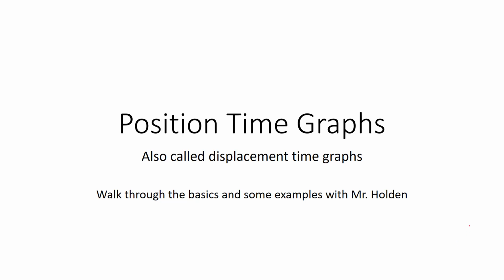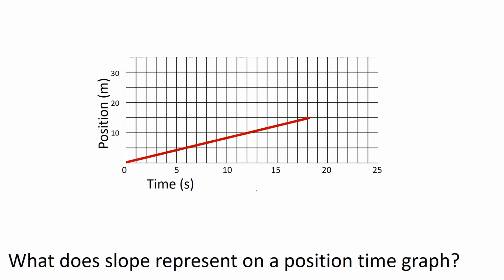In this lesson, we're going to look at position time graphs. These are also called displacement time graphs, and we'll look at some very basic examples. But before we start, we're going to answer the question, what does the slope represent on a position time graph, which is a common physics question to our students.